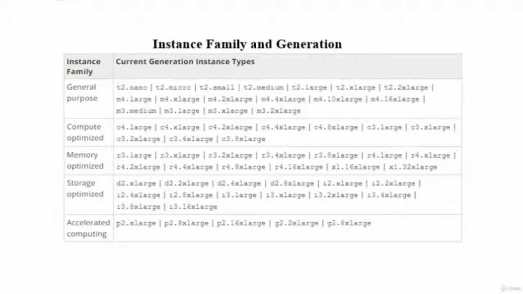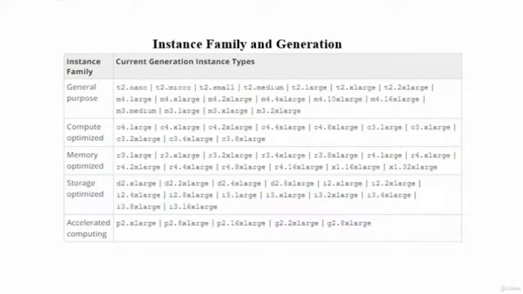Then storage optimized. There are some cases where a lot of data is produced, so we need a huge amount of storage or high transaction IOPS for storage. In that case, we can use storage optimized. Accelerated computing means where we need a highly computing environment which can be scaled up according to needs. There we can use the accelerated computing environment. So these are the family types that AWS provides.